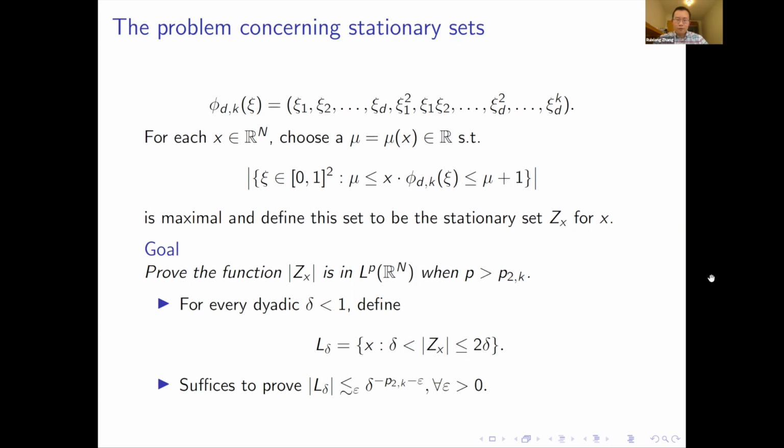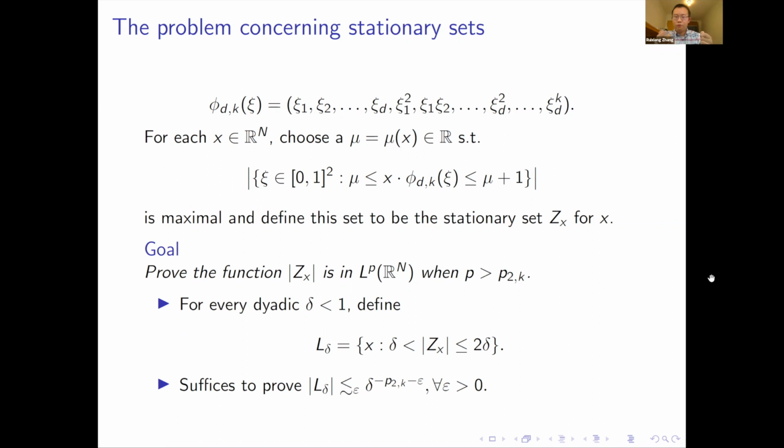So we have a surface. We have a 2-dimensional surface in n dimensions. And for each point, we have a stationary set on this 2-dimensional surface. We use this set to bound the value of the Fourier extension on that point. The point is in n-dimensional space. So for each point in n-dimensional space, we have a geometric object in 2 dimensions.